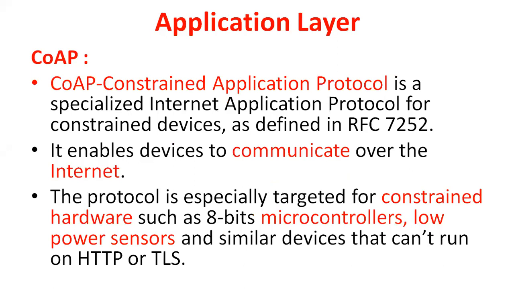And then coming to the second one, CoAP, the Constrained Application Protocol. It is one of the IoT protocols. Constrained Application Protocol is a specialized internet application protocol for constrained devices, defined in RFC 7252, for the different devices in an IoT system. It enables constrained devices to communicate over the internet.